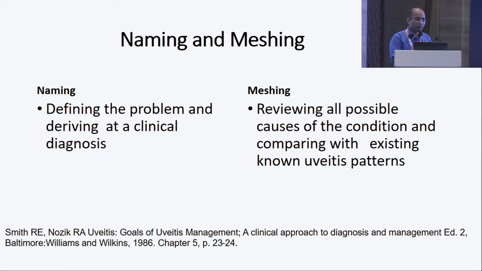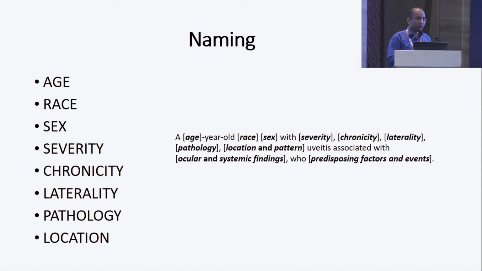So how exactly are naming and meshing defined? In order to define a problem, which is uveitis in our case, we have to define the problem first and then arrive at a clinical diagnosis. Meshing is the review of all the possible causes of the condition and then comparing it with the known uveitic patterns. This is how we should go about naming the disease.